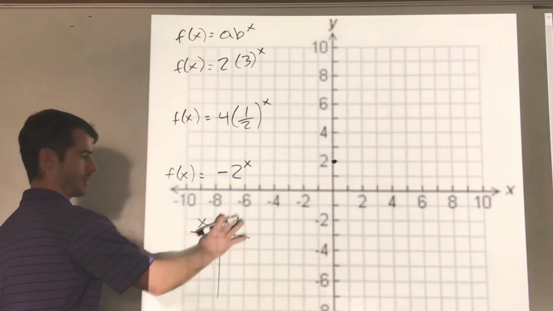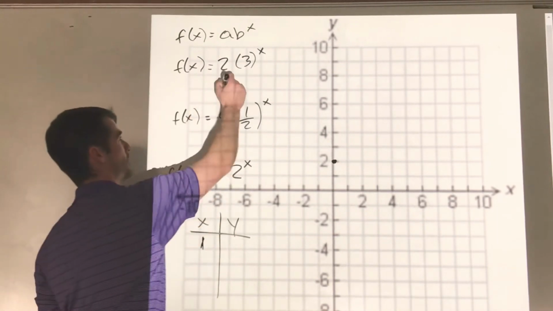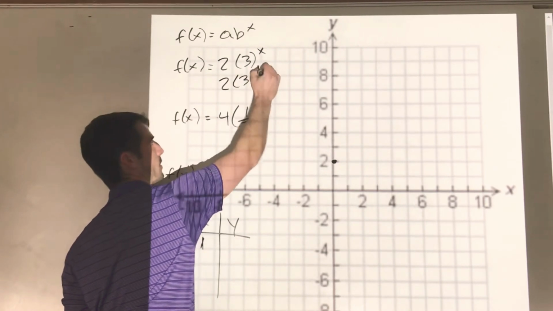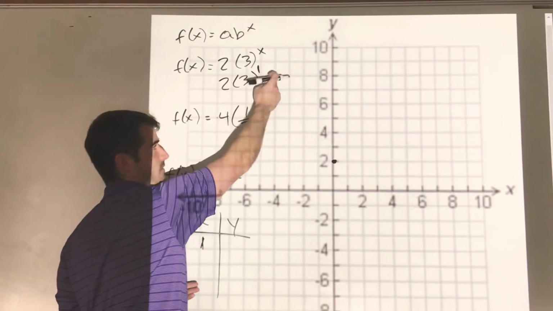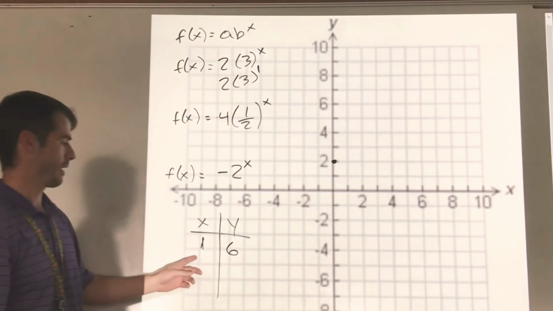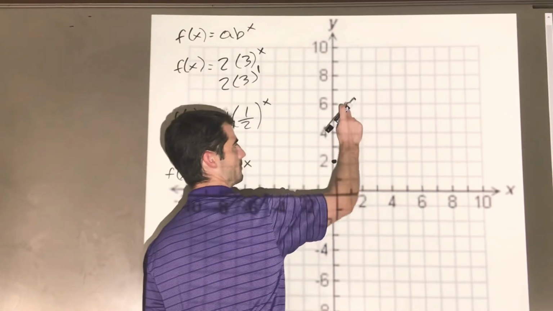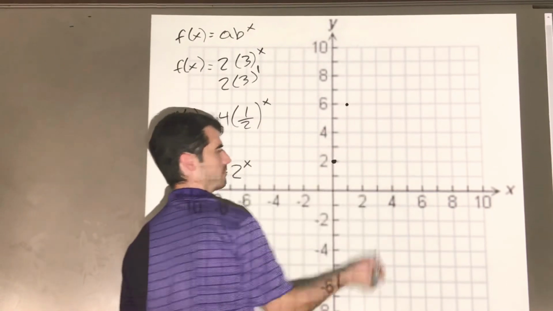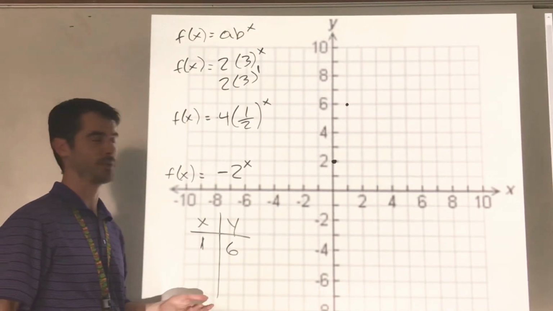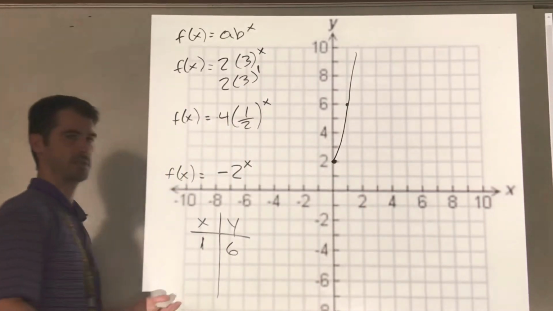Okay, so I've wrote a chart here, an X and a Y value. So I'm going to put 1 here. So this would basically become 2 times 3 to the first power. Well, 3 to the first power is 3. 3 times 2 is 6. So we now have the coordinate 1, 6. We have 2 points. If we can identify those 2 points, we can match it up with any graph. Okay, so we know that this is going somewhere in this shape.